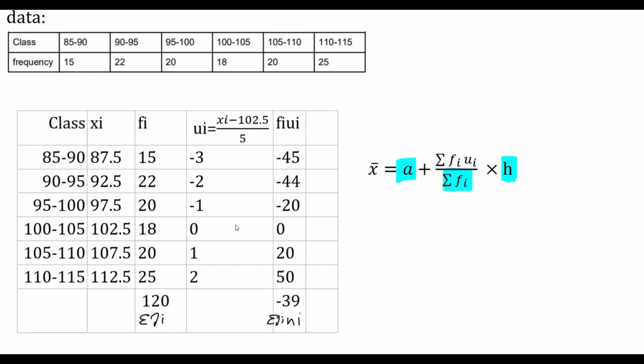So we are calculating X bar. So A, which is 102.5, plus sigma Fi Ui, that is minus 39, so this is minus 39 over sigma Fi, and sigma Fi is how much? 120, into H, and H is the class size, which is 5. I can reduce this, and it is divisible by how much? 24 times.